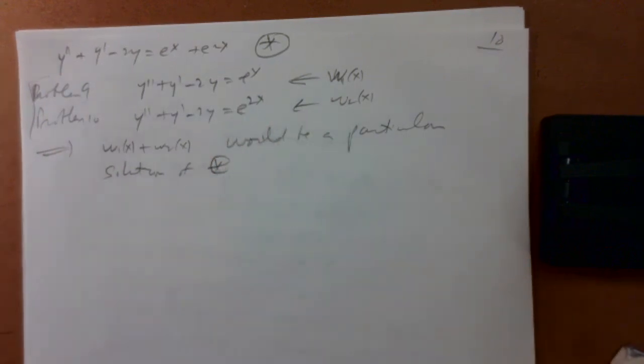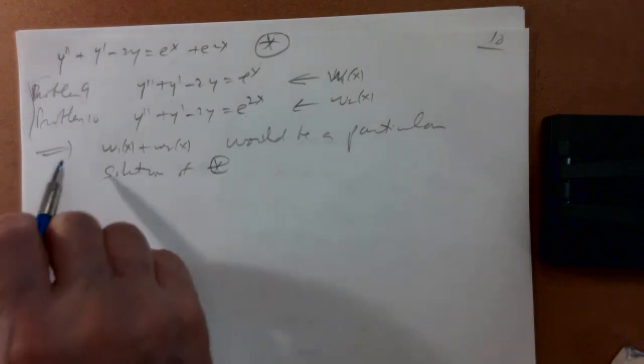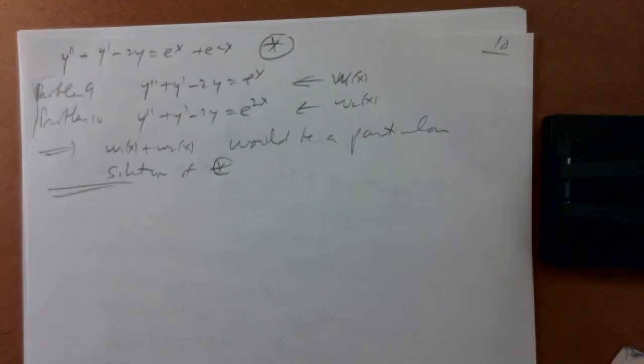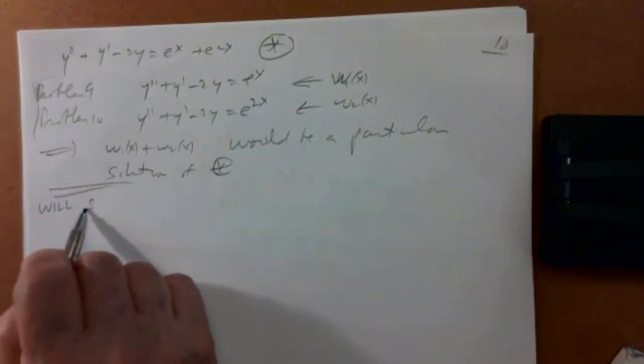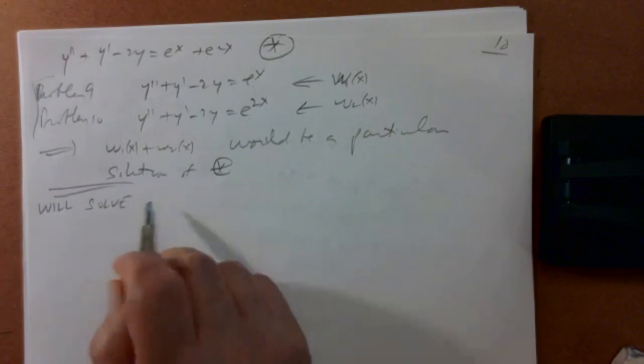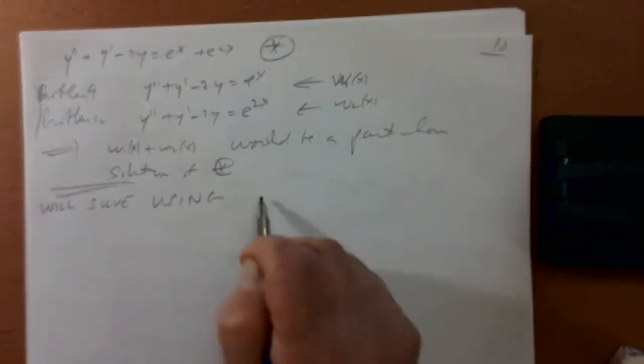You would just try a function of the form constant times e to the x, or constant times e to the 2x. But so this is one method. But let me solve it. We will solve directly using the Wronskian.